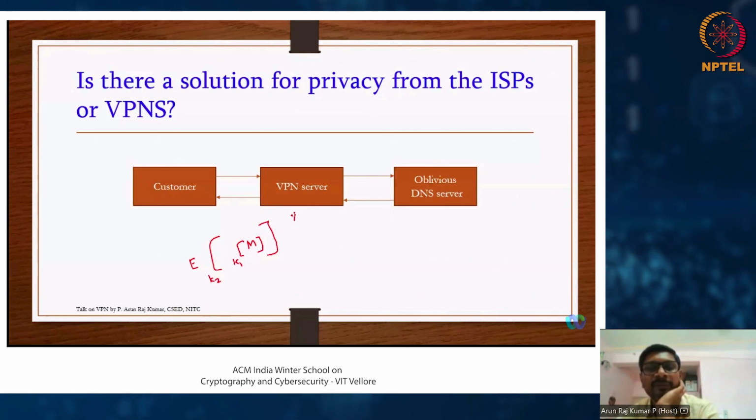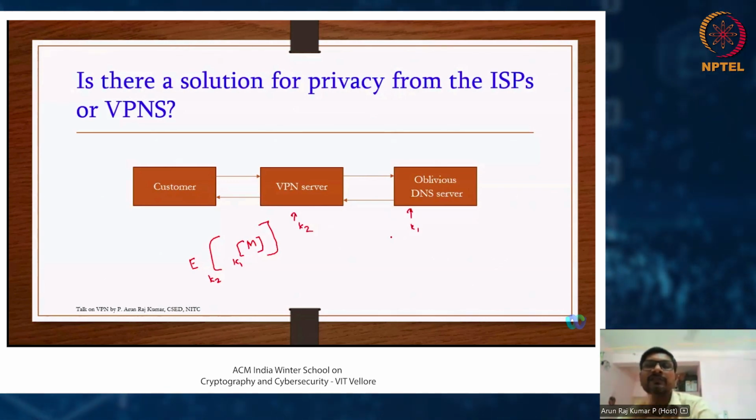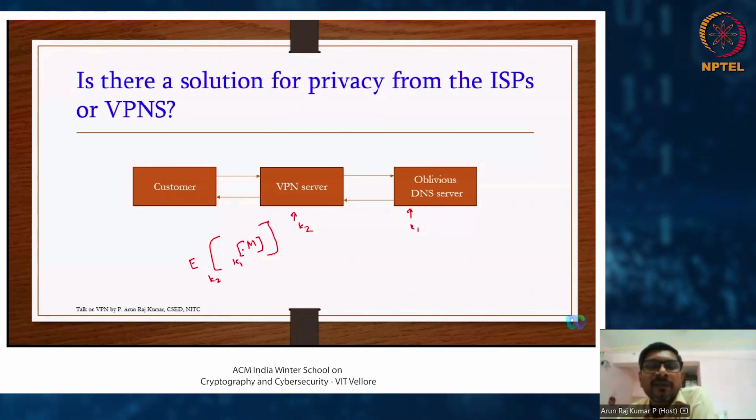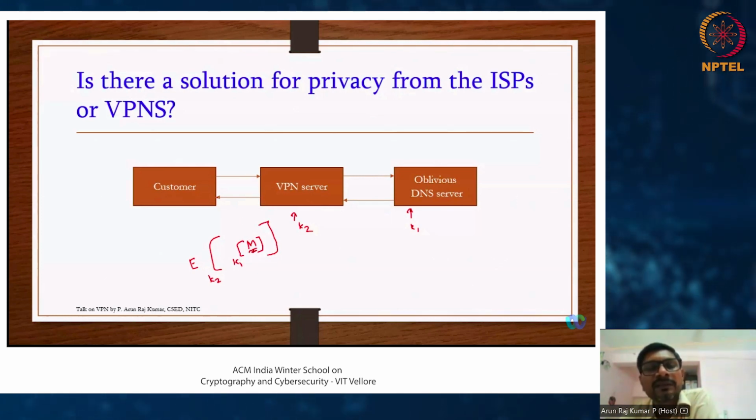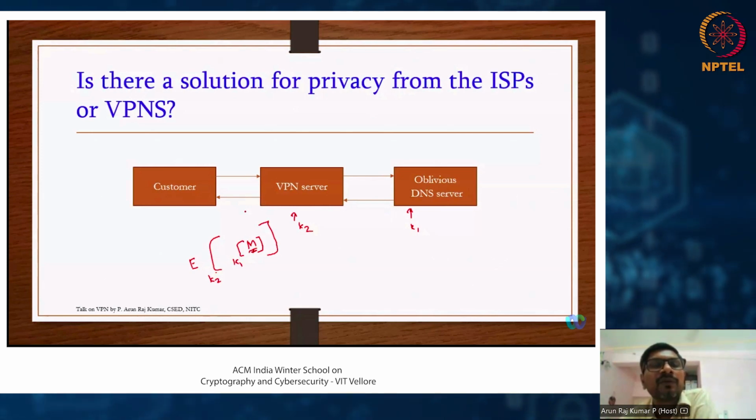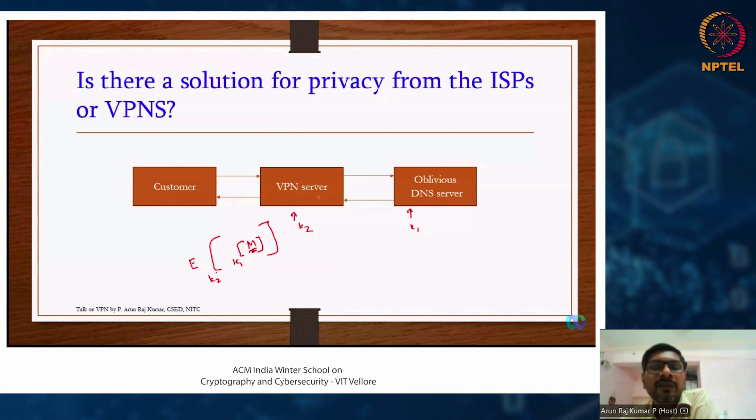So K2 is known only by VPN and K1 is known only by the oblivious DNS server. So double encryption will actually protect the message so that the VPN server will not know what websites the customers are trying to access. So this is one solution, two times of encryption, which we can use for privacy purposes.